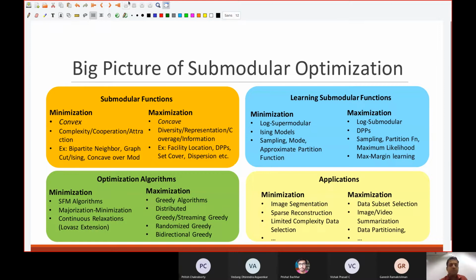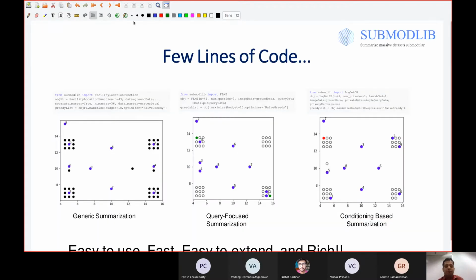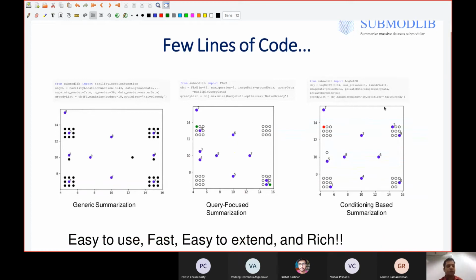Okay, so this is like the big picture, submodular optimization. Hopefully, next class I'd like to revisit this big picture. But I think we've seen many of these variants. But Submodlib specifically, it's very easy to use. Just a few lines of code. Here you can see from Submodlib import facility location function. You create a facility location object, and then you have identified from the set of points, those blue points, which is the set X. This is my set X.